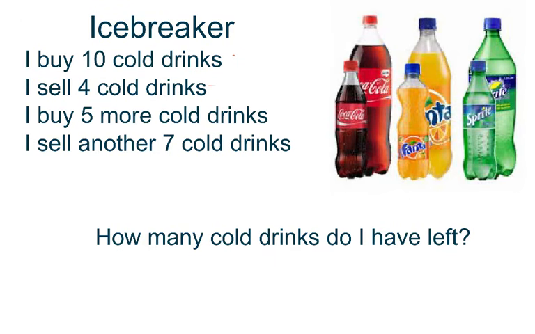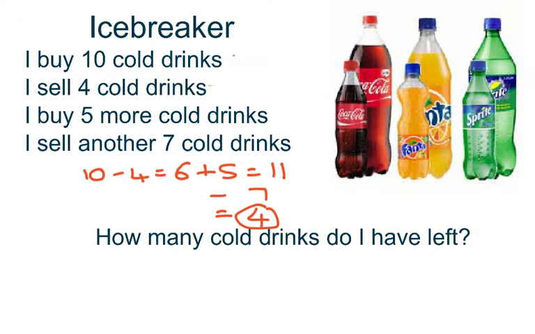Now, this is just an icebreaker to get you to inventory and how we are going to do the calculations. Now, I'm buying 10 cool drinks and then I sell 4 cool drinks, and then I buy 5 more and I sell 7 more. How many cool drinks do I have left? We can quickly do that. I had 10 less 4. Now I have 6. Then I buy another 5. Now I have 11. And then I sell 7. So now I have 4. So this was easy.